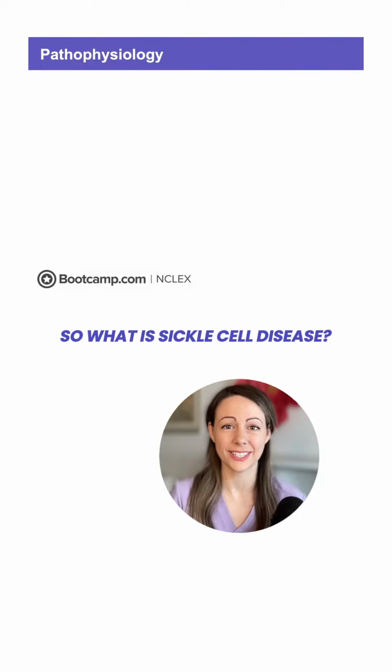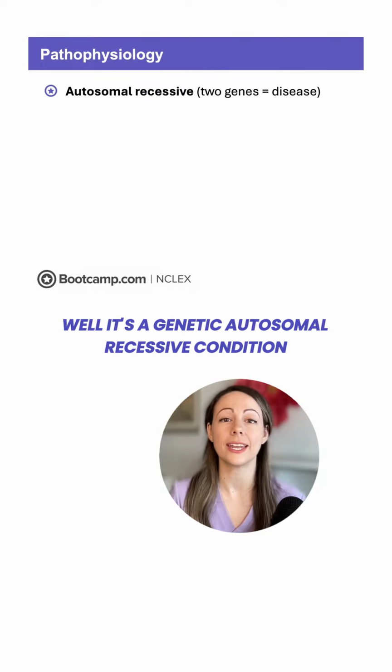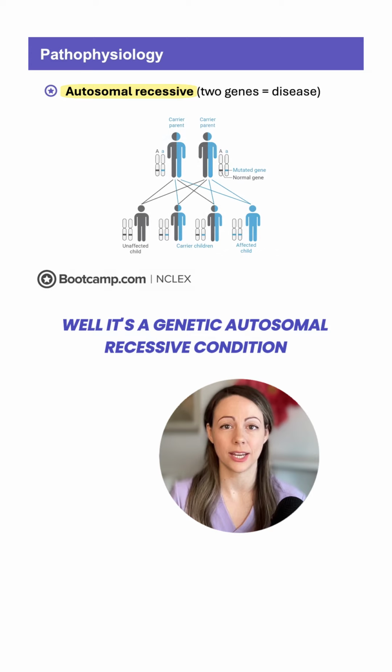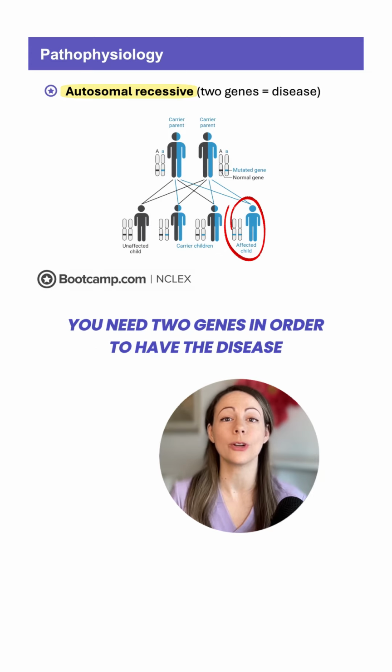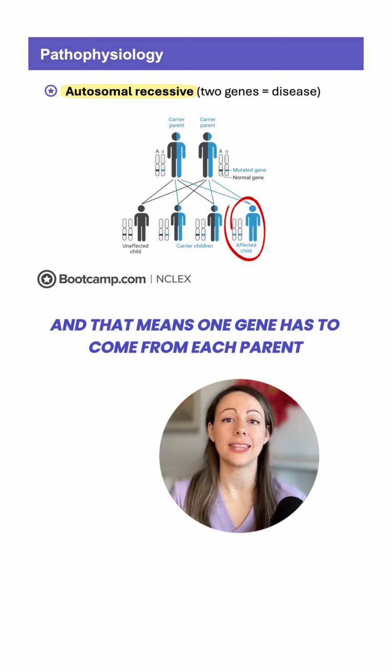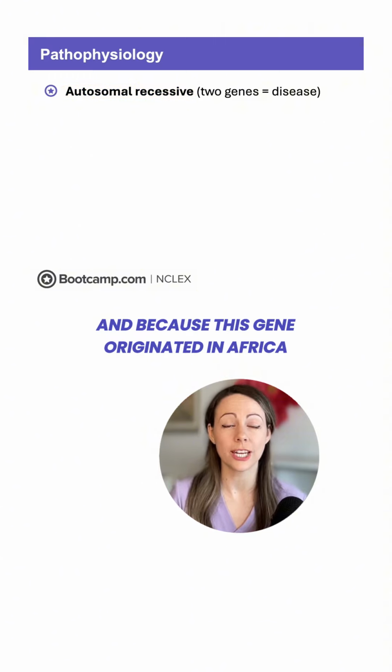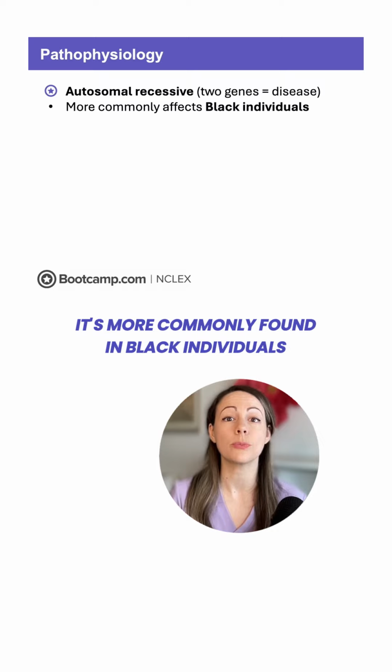So what is sickle cell disease? Well, it's a genetic autosomal recessive condition. That means you need 2 genes in order to have the disease. And that means 1 gene has to come from each parent. And because this gene originated in Africa, it's more commonly found in Black individuals.